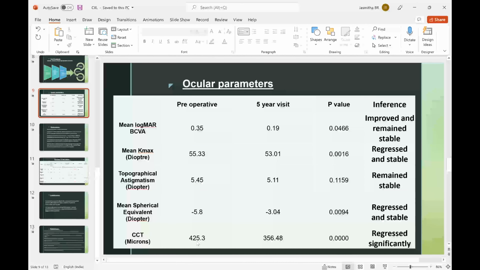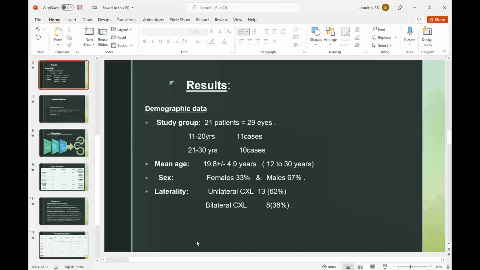So since most of my age group patients were in their 2nd decade, we could not teach them how to use lenses. So for most of the patients, we had to give them glasses for the visual rehabilitation. So over 18 years, we started giving them contact lenses, sir.